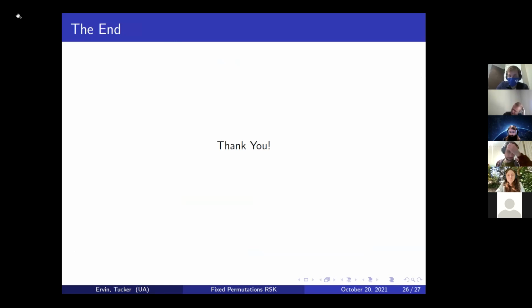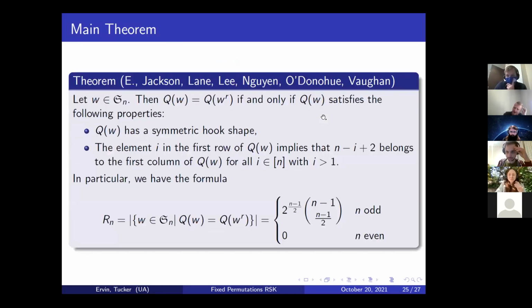Wait, could you go back one slide, please? Here you said the binomial coefficient was counting what? The number of symmetric hook shapes. I thought there was only one symmetric hook shape for any n. Yes, it's the number of standard Young tableaux with that shape. Okay, that's what I thought it was counting. There's just a really easy formula for that. It's the hook length formula.